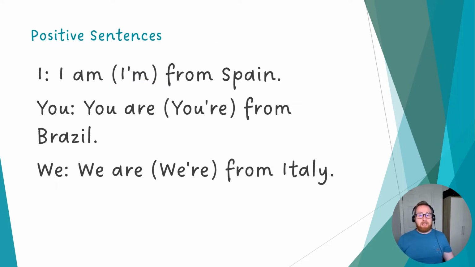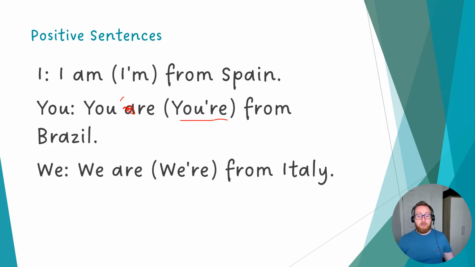Now let's take a look at these positive sentences. So for I am, or the shortened version, I'm. So we can contract I am to I'm from Spain. You are from Brazil. We can contract this. You're from Brazil. Get rid of the A, add an apostrophe. You are from Brazil.